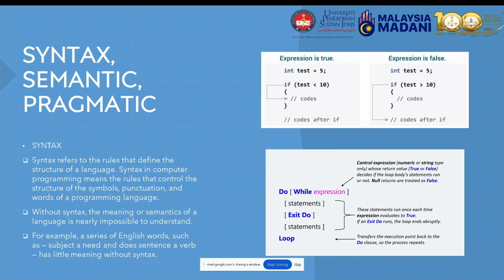Ada yang international student? Do we have international student here? Dah drop yang minggu lepas.